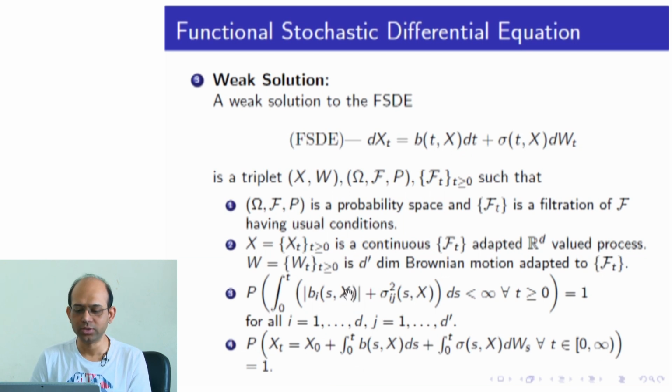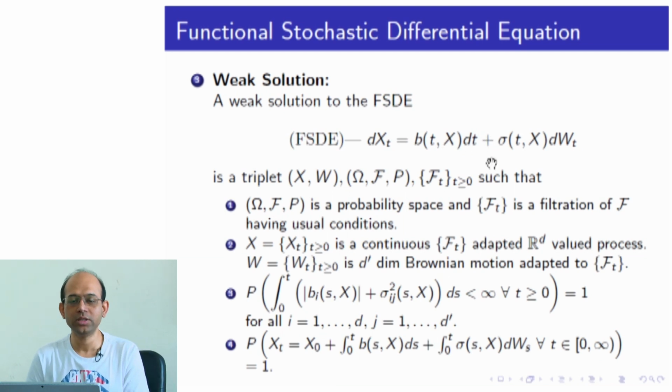Only thing is that earlier we wrote it in a different manner. It was b_i(s, X_s), but here the s subscript is missing. And the probability that X_t matches this integral expression is 1. So this says that for this choice of W and this particular X, if we put them in this integral equation, then we get equality for all t with probability 1. That is the definition of a weak solution. Here we are not asserting any sufficient condition for existence or uniqueness of a weak solution. We are just stating what we mean by a weak solution of this particular FSDE.